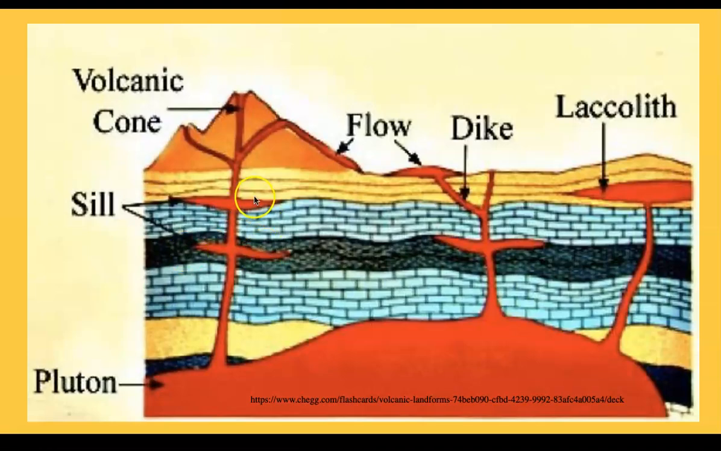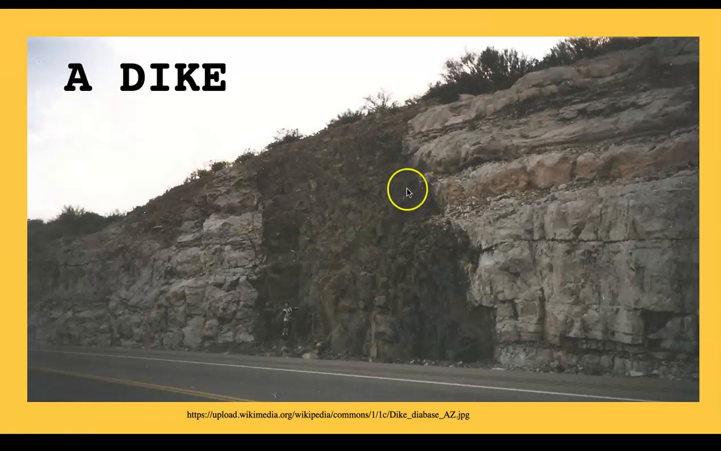So that's really all there is to it. The Pluton is a big pool of magma. The dike is a vertical escapee here. And then when it spreads out to the left or to the right, it's a sill. We've got some actual images here for you.